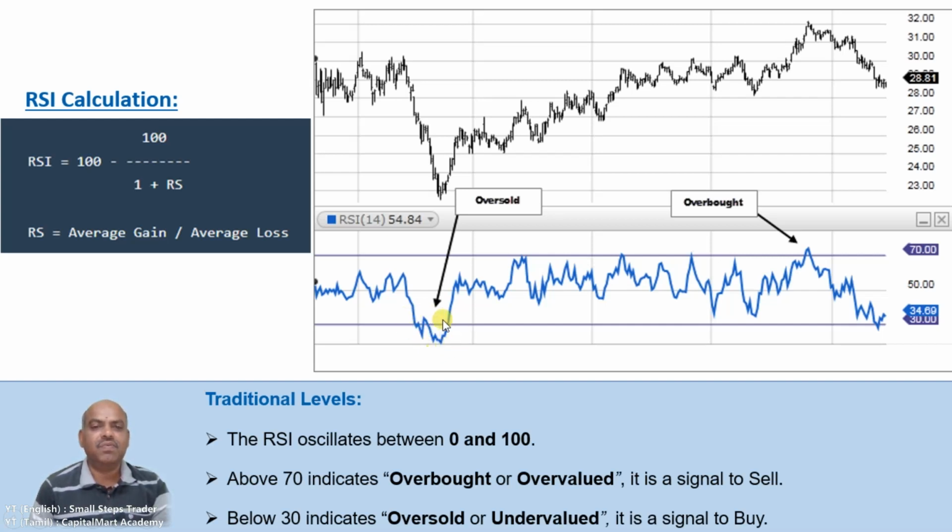So that denotes the oversold zone. That means below 30 is oversold and above 70 is overbought. So how do we use this? How do we take a position or exit a position based on this?